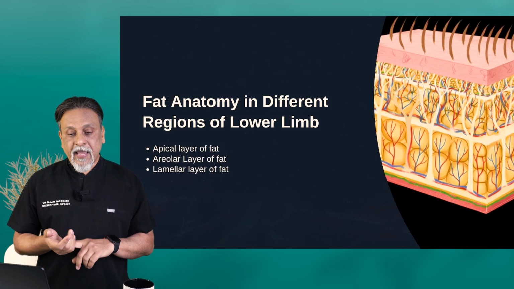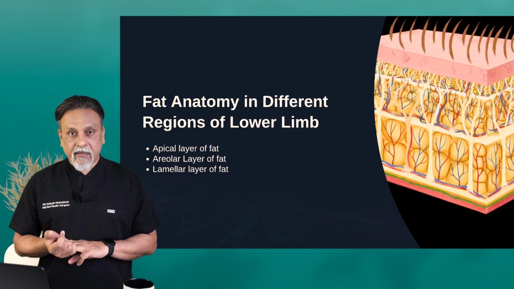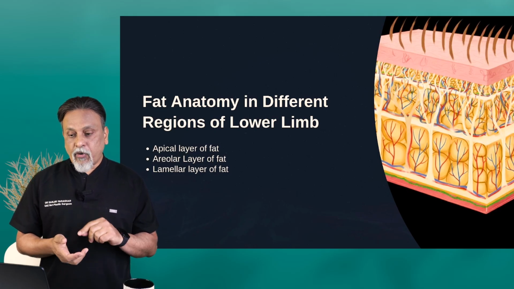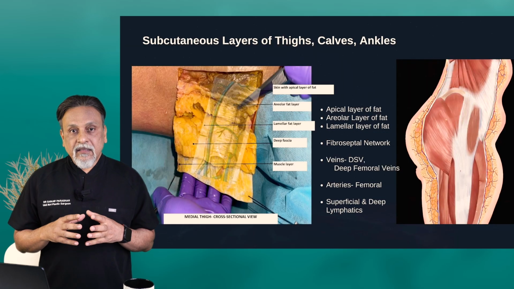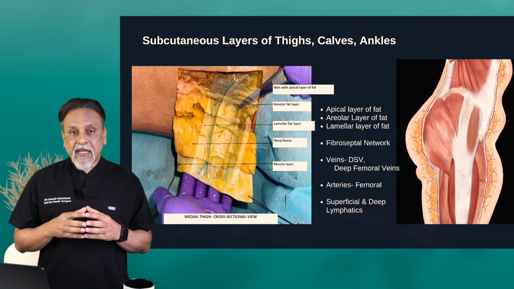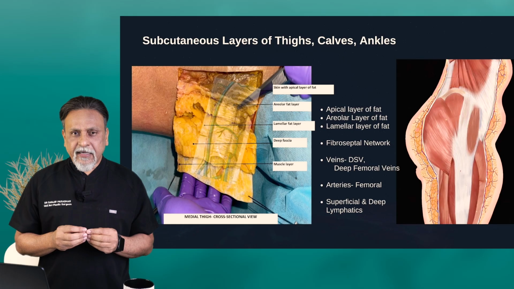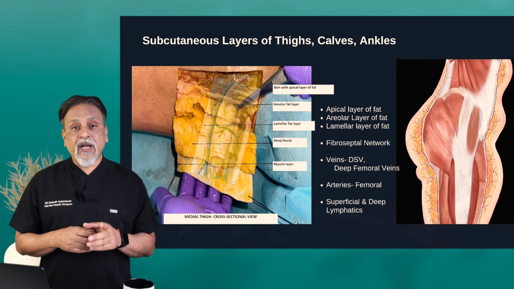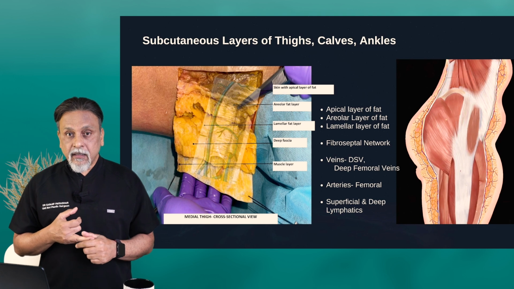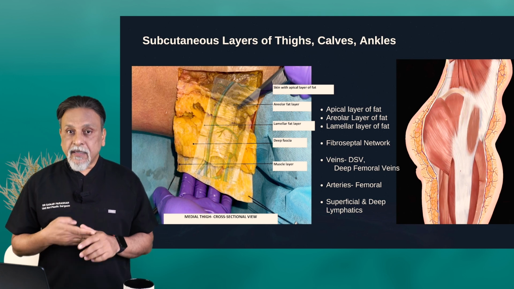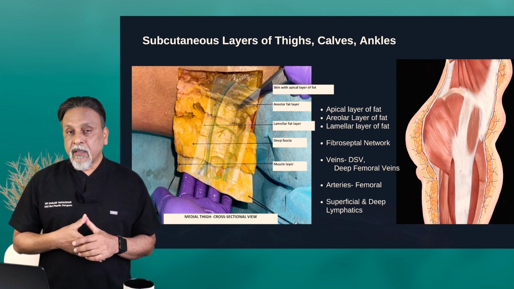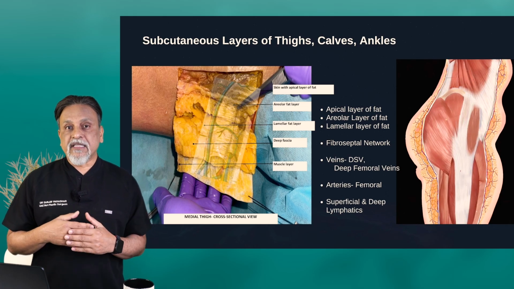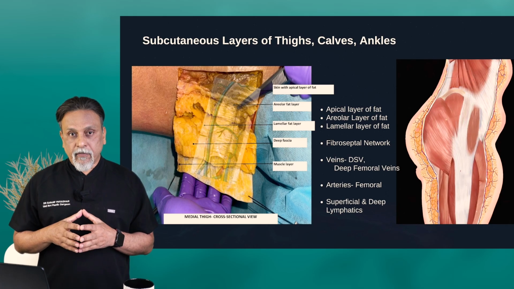Remember I said about the apical layer of the fat, areolar and lamellar. But how they are distributed and how they protect different layers is very important to understand. So again, in the thigh, the apical layer is the area which is very critical, that protects your superficial dermis. If you do aggressive liposuction there, you will have a lot of rippling, wrinkling, loss of sensation, discoloration, and even necrosis if you're using energy-based devices. So you do not touch this area in the lower limb at all.